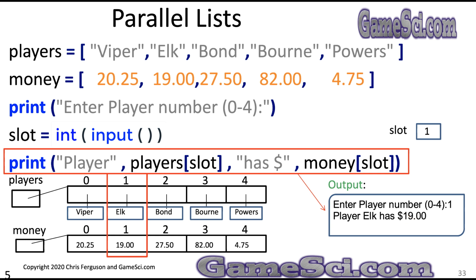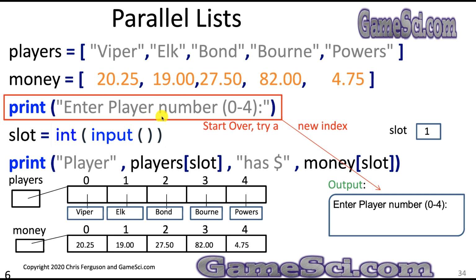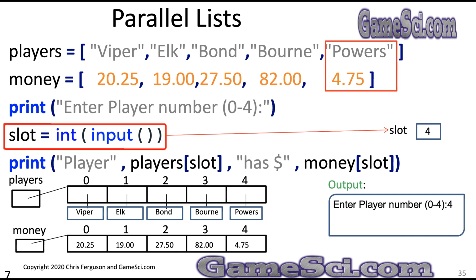Once I have the index of the player's name, I have the index of the money that that player has acquired during this game. Let's do it again just to try a different index. So start over with a new index. Output the prompt to the screen. Go get the keyboard input, convert it to an integer, and this time they input a 4.